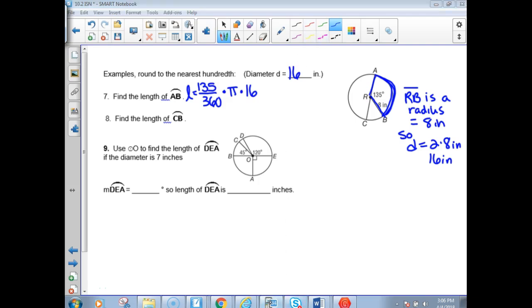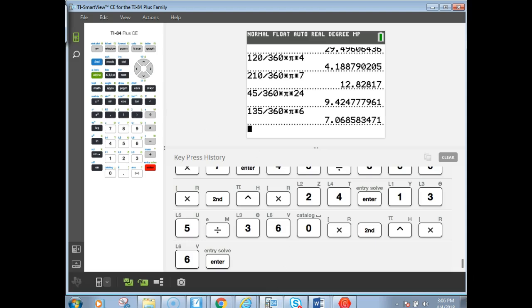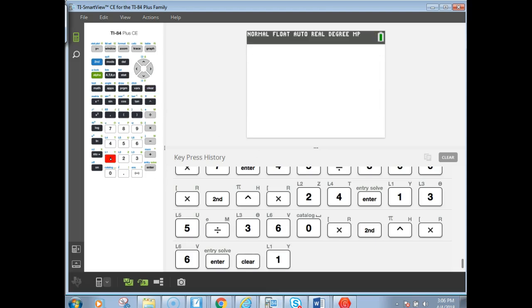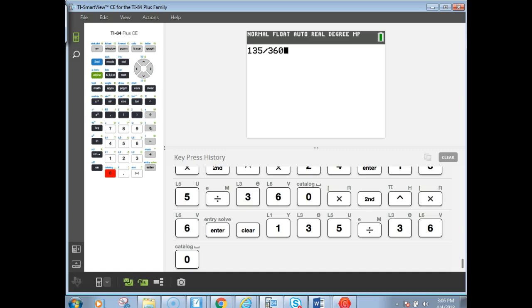We grab the calculator. We start typing 135. This is where you get your physical memory, guys, is practicing this part. 135 divided by 360. Typing it in helps. Times pi, second button and that arrow up. And I forgot though, the diameter was 16. That goes next.